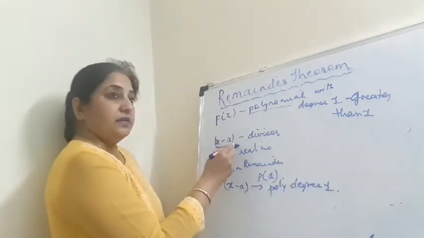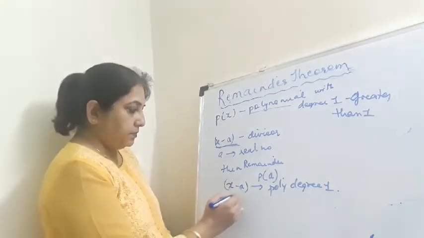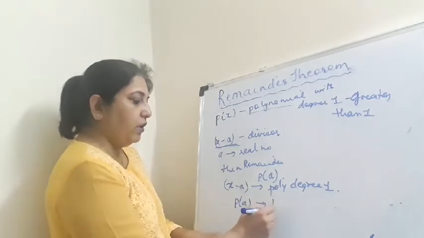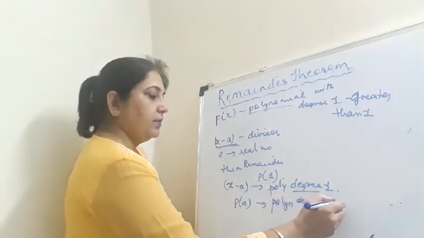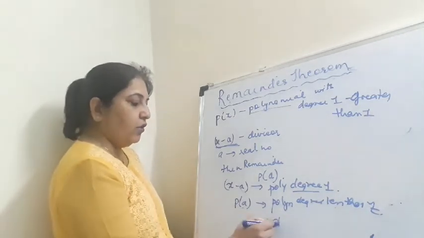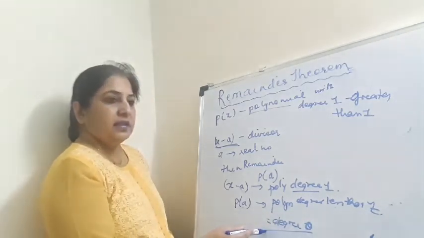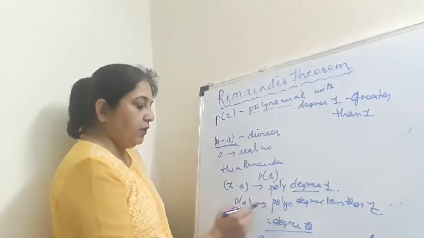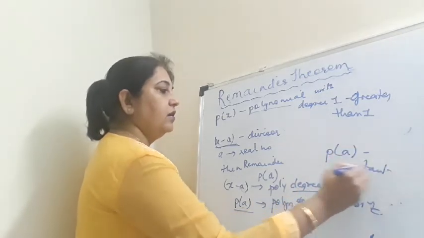Now, we know that x minus a is a polynomial with degree 1. I am talking about the divisor. The divisor has degree 1. So the remainder, that is P(a), will be a polynomial with degree less than 1. If it is less than 1, that means the degree of this polynomial will be 0. And which polynomial has degree 0? A constant polynomial. Therefore, P(a) will be a constant number.